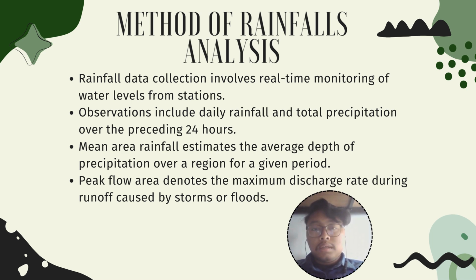I will present to you about the method of rainfall analysis. Rainfall data collection involves real-time monitoring of water level for the station. Observation includes daily rainfall and total precipitation over the preceding 24 hours. Mean rainfall estimates the average depth of precipitation over a region for a given period. Peak flow denotes the maximum discharge rate during runoff caused by storms or floods.